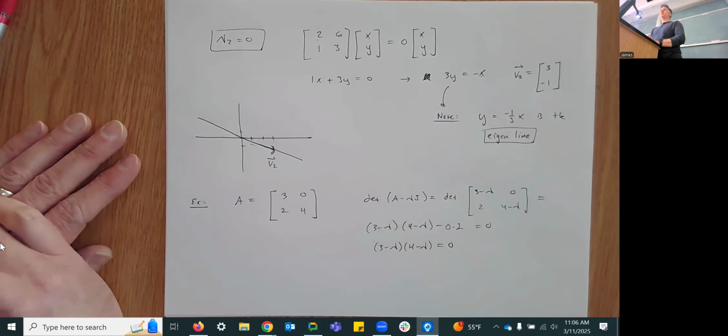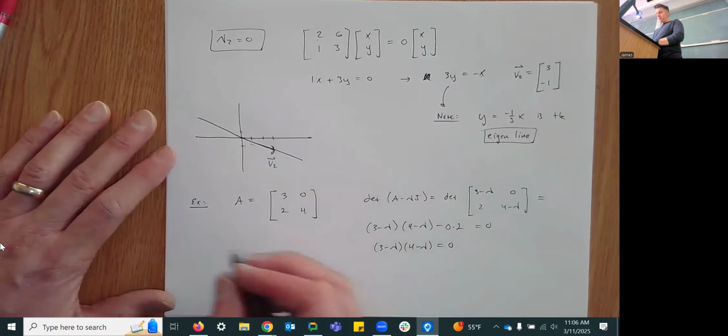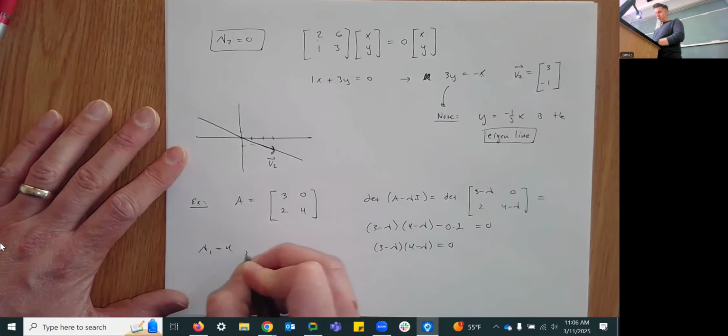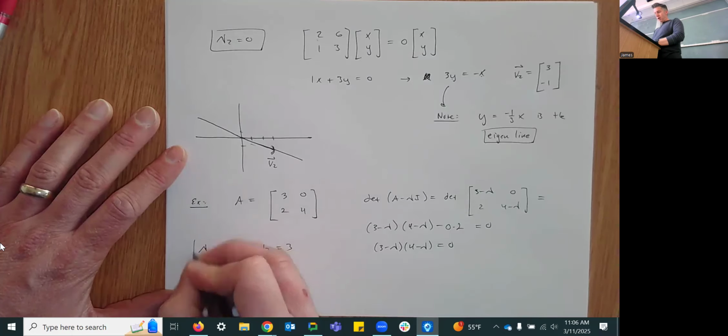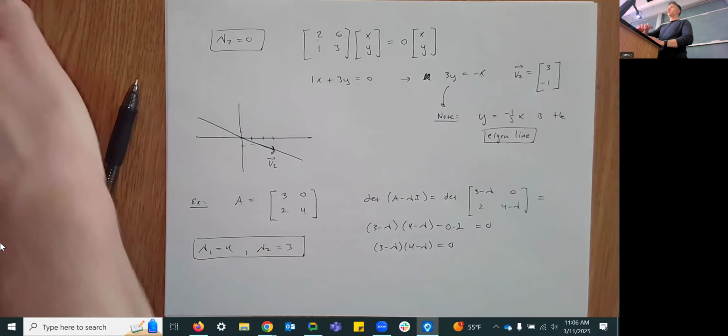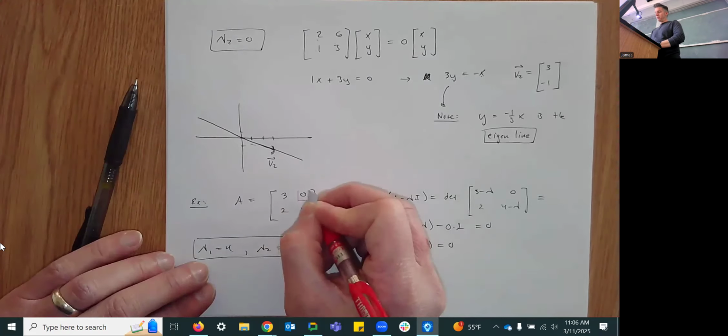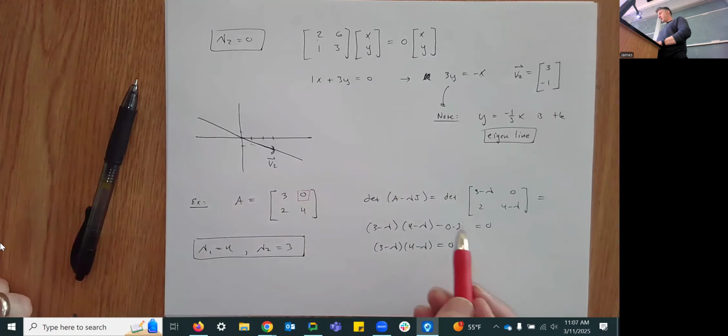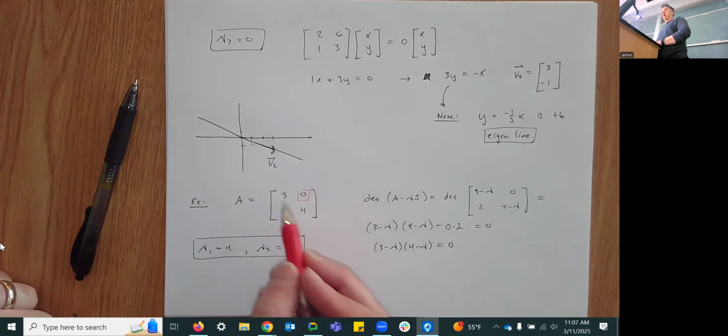So what are my eigenvalues? Yeah, you're right, 3 and 4. So lambda 1 is 4, lambda 2 is 3. Now, the shortcut for this is to make an observation. We had a 0 right here, which meant this part of the equation was equal to 0, which meant that these two numbers ended up being our eigenvalues.